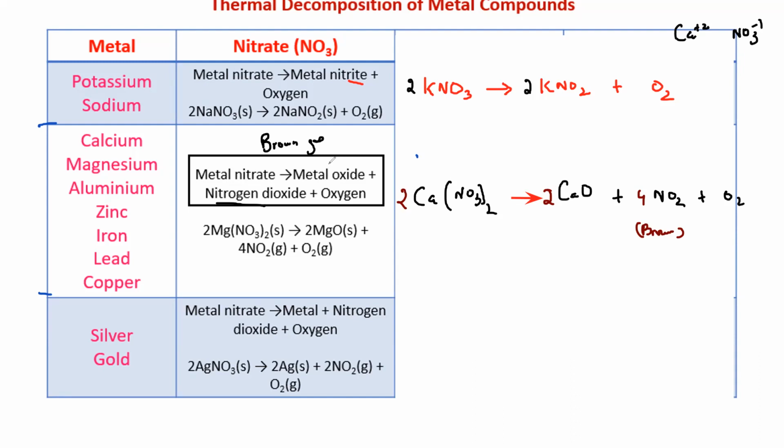So whenever you try to write an equation for the thermal decomposition of a metal nitrate from calcium till copper, it will always decompose in the same manner.